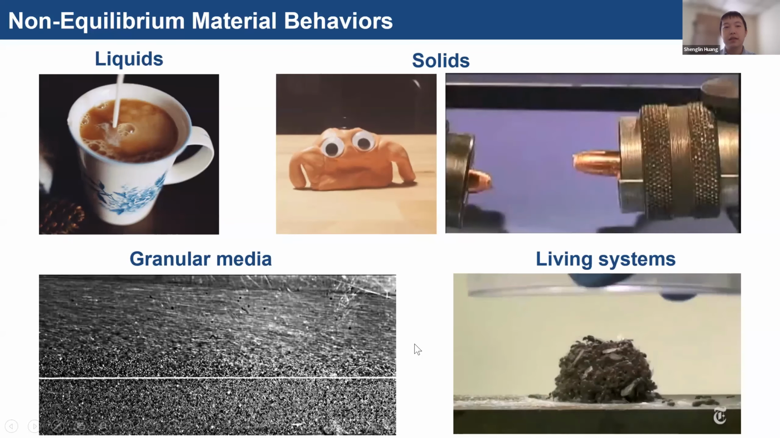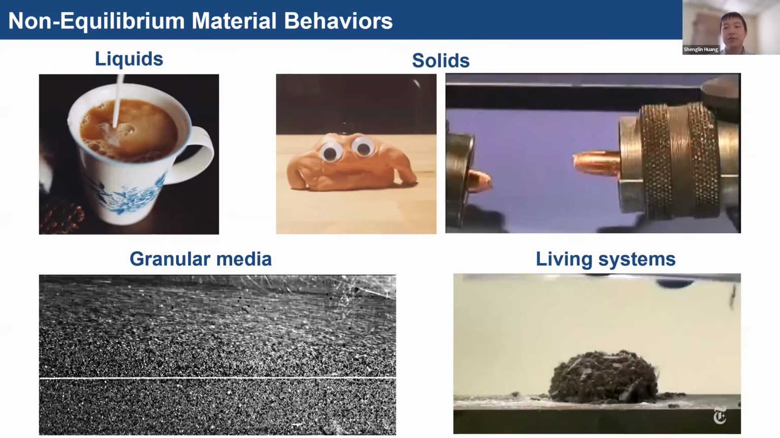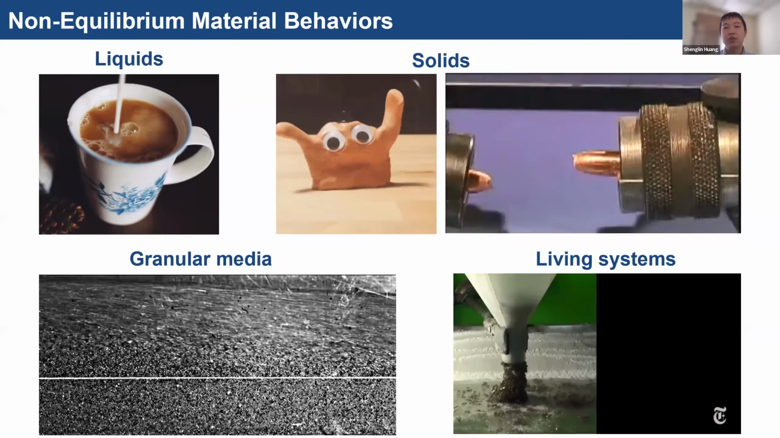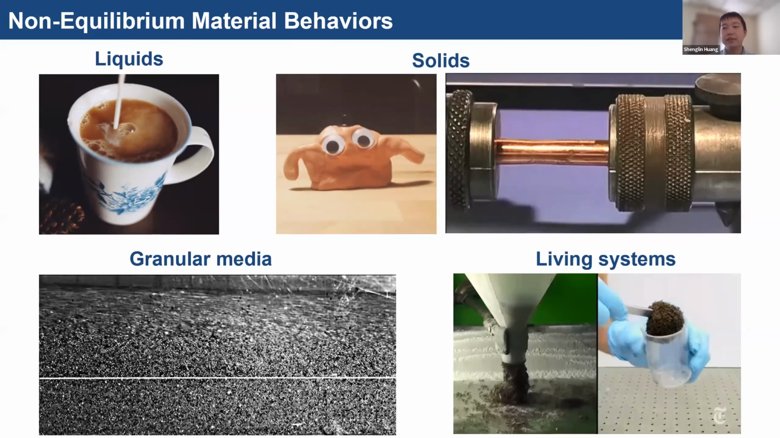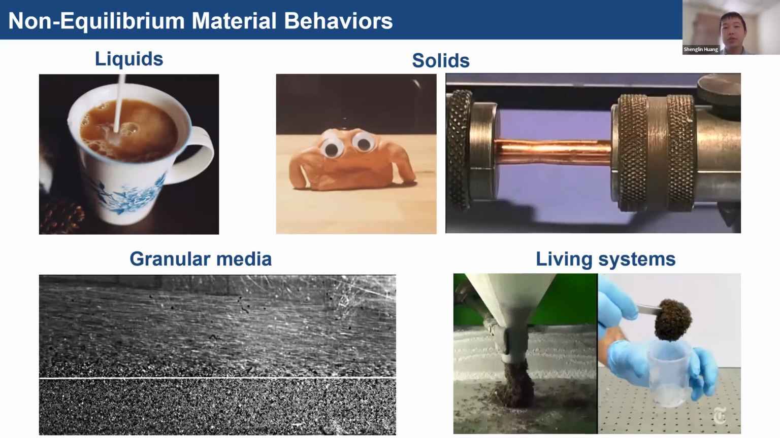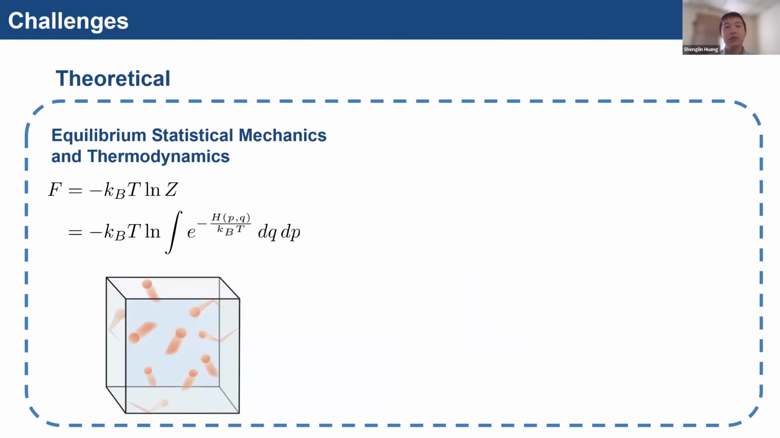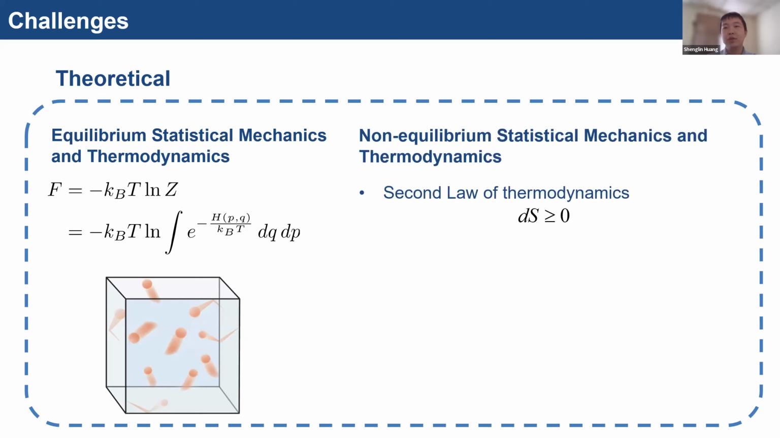As we can see, these phenomena are so different from system to system. So understanding and modeling this behavior for different systems is actually a very hard problem, both theoretically and computationally. So theoretically, we have had well-established equilibrium thermodynamics and statistical mechanics for 100 years. However, for the non-equilibrium process, everything is different.